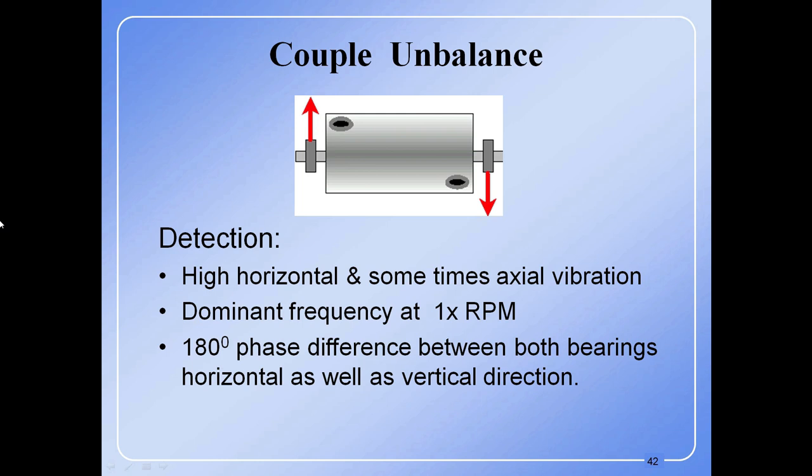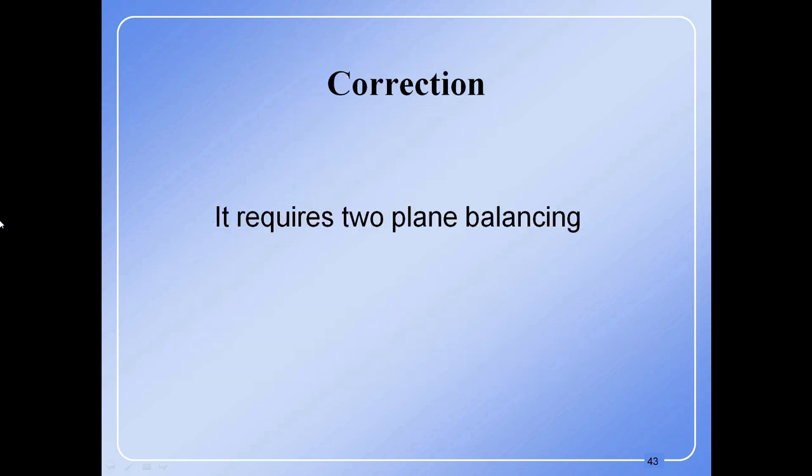Coupling unbalance. Detection: high horizontal and sometimes axial vibration. Dominant frequency at 1x RPM. 180-degree phase difference between both bearings, in the horizontal as well as the vertical direction. Correction: it requires two plane balancing.